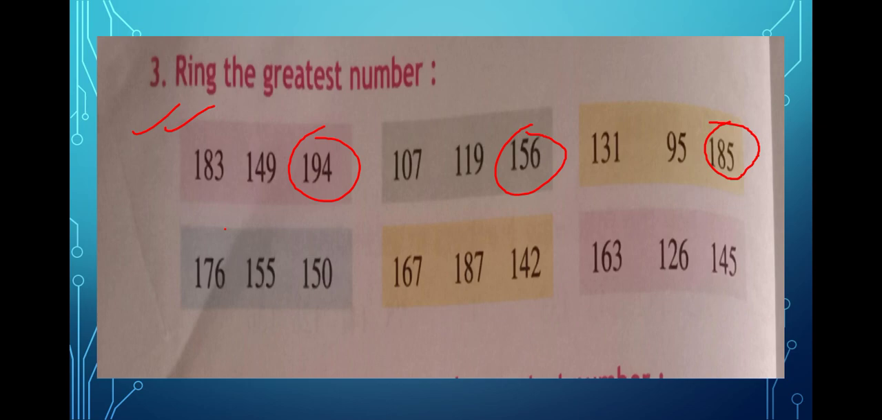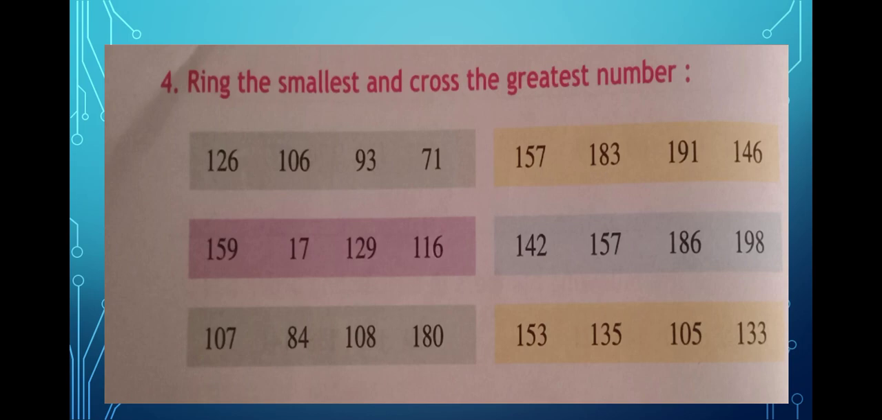Now question number 4. Today we'll be doing up to number 4 only. In question number 4, you have to ring the smallest. Okay, ring the smallest and cross the greatest. Okay, 2 things you have to do. You have to ring the smallest number, and also you have to cross the greatest number.